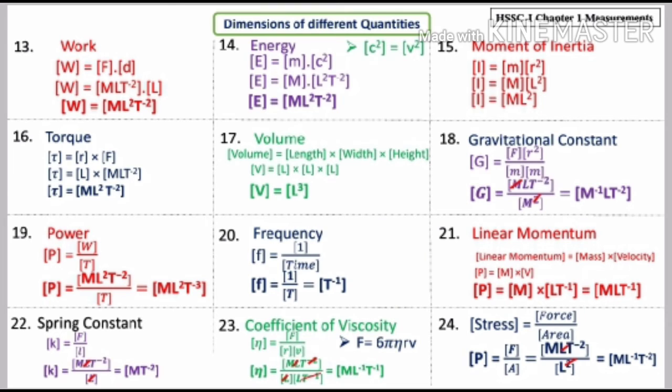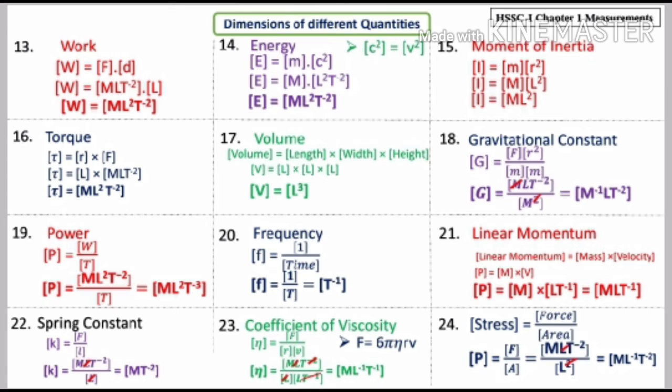So speed of light is equal to v, and mass dimension is M and c square dimension is L square T inverse square, that is also equal to velocity square. So by combining these we get M L square T inverse square, which is equal to work done.